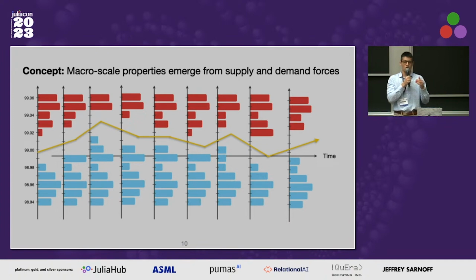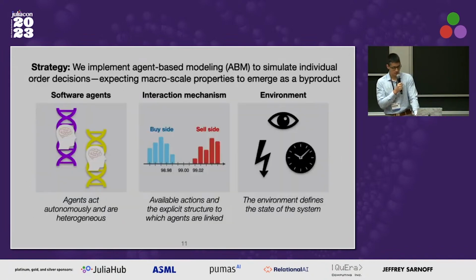So the actions behind the orders are being submitted here in the book. And we're almost hoping that the properties we really care about, like the price, et cetera, just emerge as a byproduct at the macro scale. To do so, we use agent-based modeling.